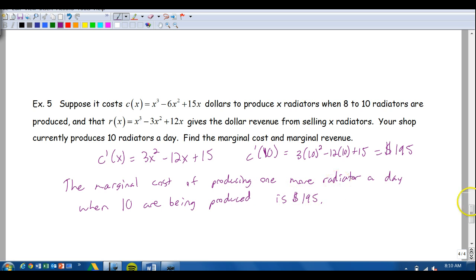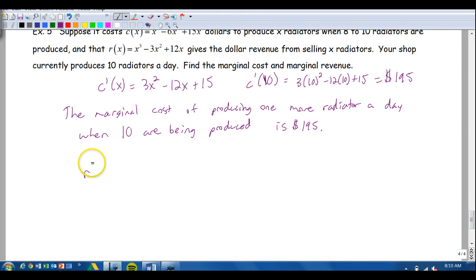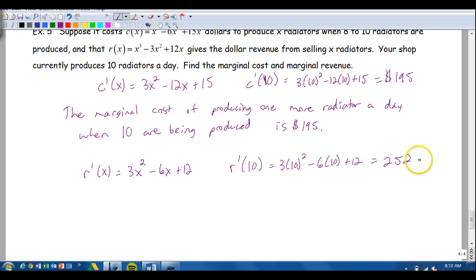Okay? Now, if I have a revenue, I want to know the marginal revenue. You take the derivative of the revenue curve, 3x squared, using our power rule, 6x plus 12. And the revenue we would take in by adding one more radiator when we're already producing 10 is going to be $252. Which means that if I increase from 10 to 11, it'll cost us $195, but we will take in $252. So this tells us we should probably do that. Alright, so that is how we can use calculus with economics.